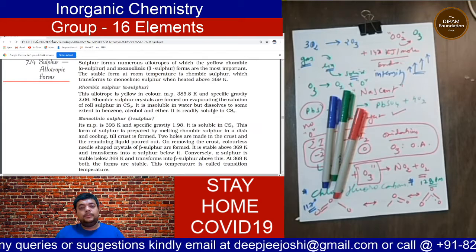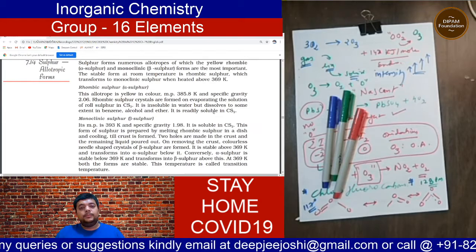Another threat to this ozone layer is probably posed by the use of freons. You know what are freons? Chlorofluorocarbons. Freons are chlorofluorocarbons. Where are they used? Chlorofluorocarbons are used in air conditioners and refrigerators.